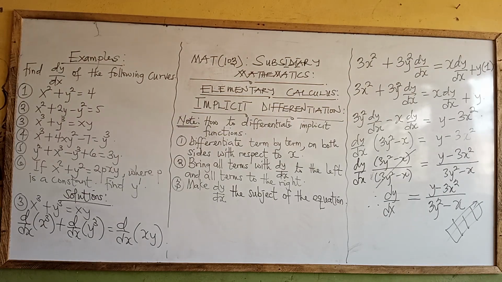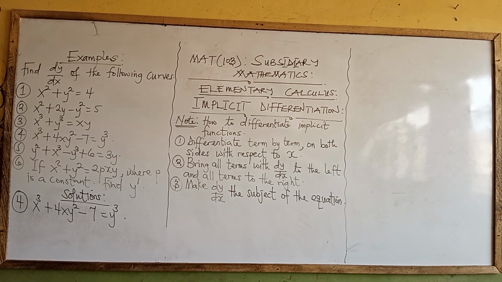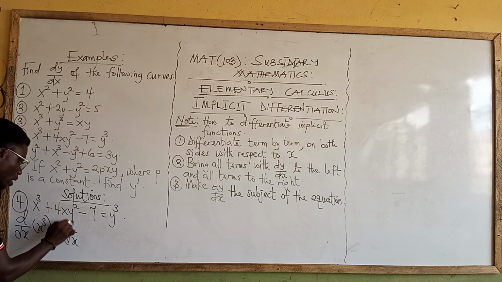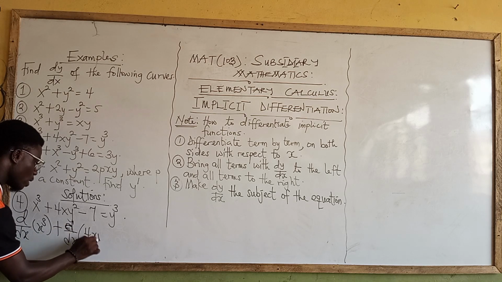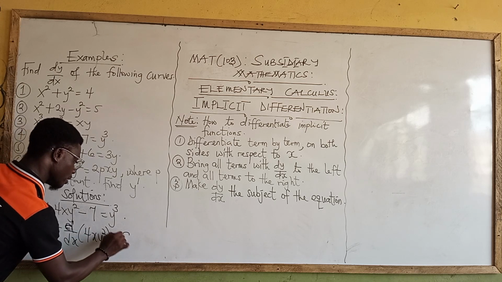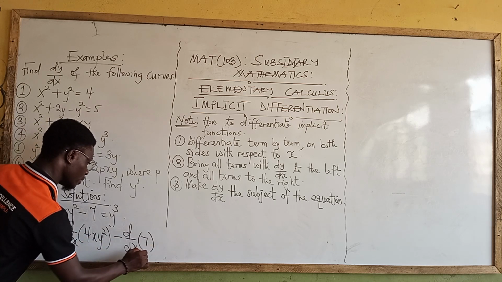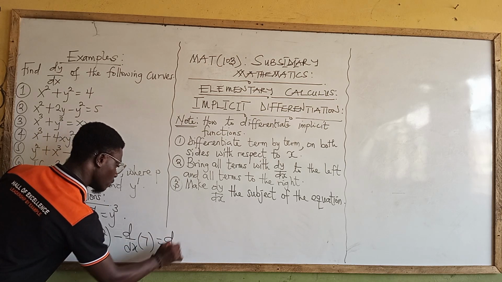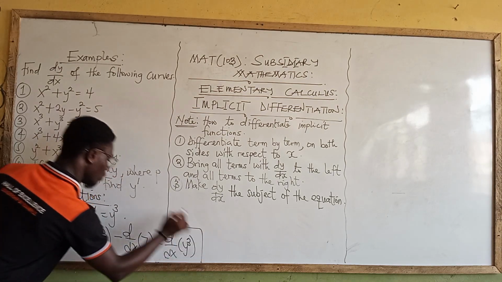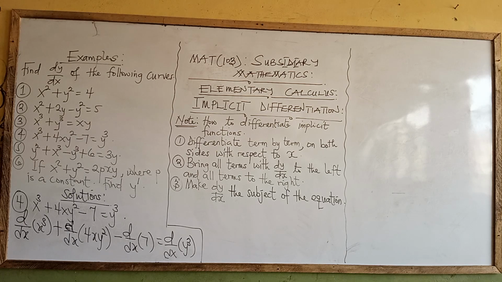So we'll be solving our last example. Let's see question 4: x cubed plus 4xy squared minus 7 equals y cubed. So we differentiate each term with respect to x. Here too, the same thing. We differentiate each term with respect to x: 4xy squared, then minus dx of 7 equals dx of y cubed. So we have this, we have that.